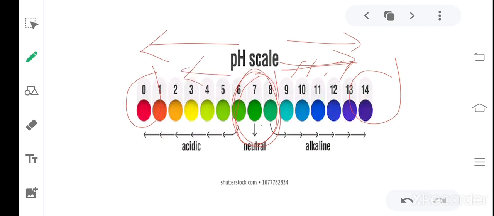And here also there is a range. pH range 0 to 3.5 is a strong acid, and a pH between 3.5 and less than 7 is a weak acid. Coming to the bases, greater than 7 up to 10.5, that is 7 to 10.5, is a weak base. Greater than 10.5, that means 10.5 to 14, is a strong base.